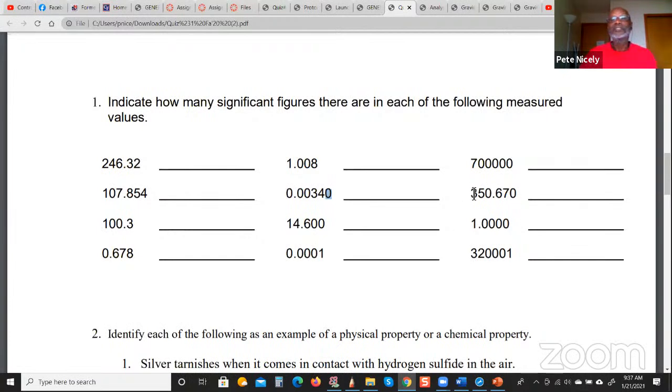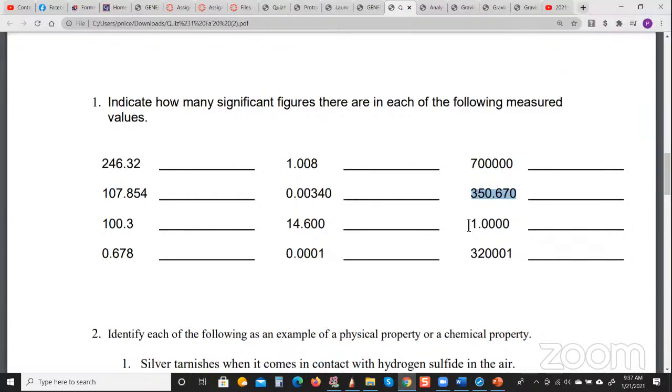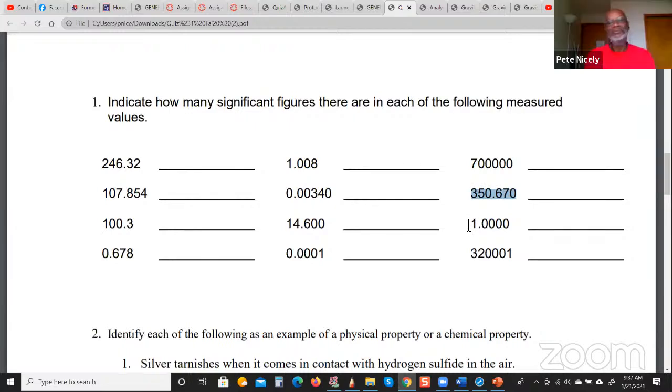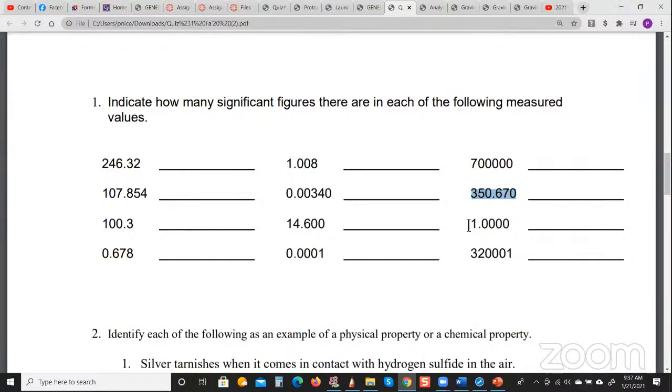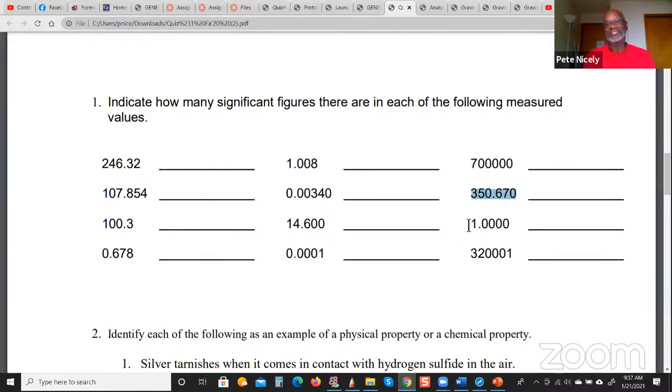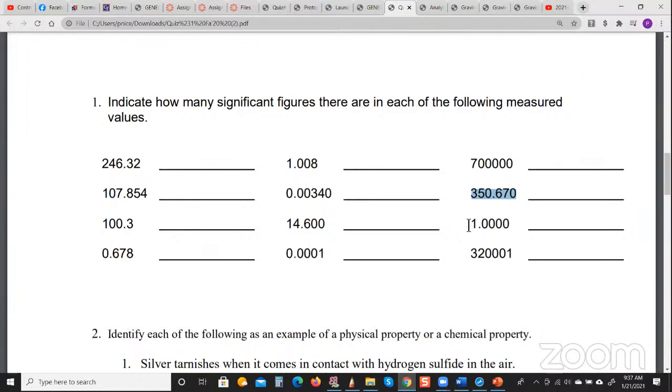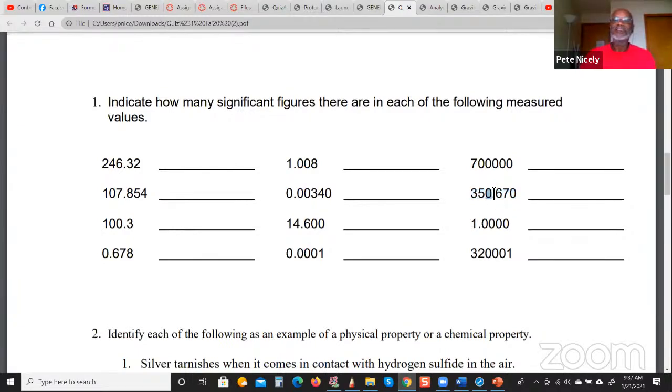Okay, very good. What about this one right here? 350.670. 5. No, not correct. 6. Why is it 6? Because the first 5 count, and then the last 0 is because of the decimal. Exactly. The 0 at the end is significant because, as she said, the decimal point is present. But also, you need to recognize that the 0 here is sandwiched between 2 non-zero digits, so that 0 is significant. Basically, all the digits in this value are significant. So that's a total of 6 significant figures.